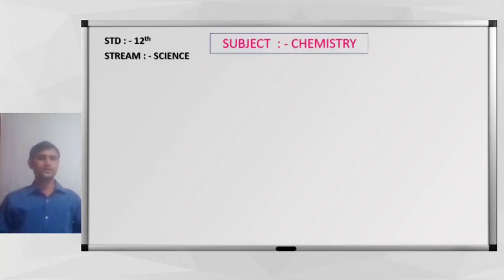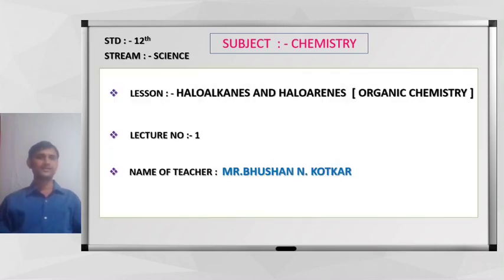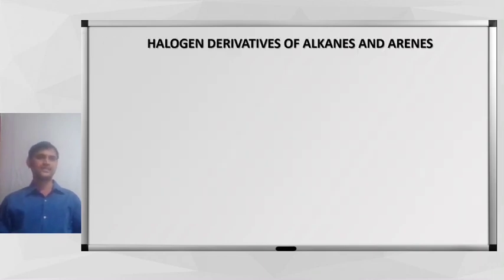Hello everyone. Today we are going to learn haloalkanes and haloarenes, which is basically an organic chemistry topic from standard 12. Now see, the halogen derivatives of alkanes and arenes. That is an organic chemistry topic.